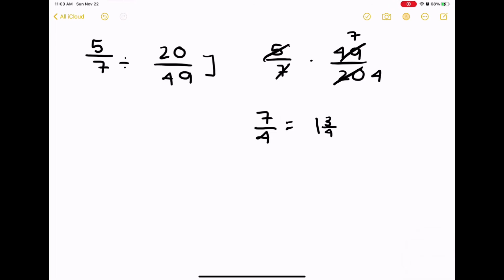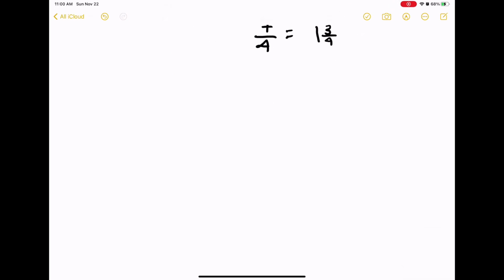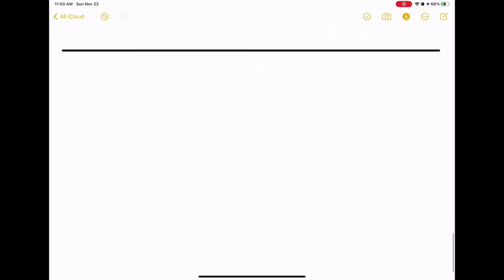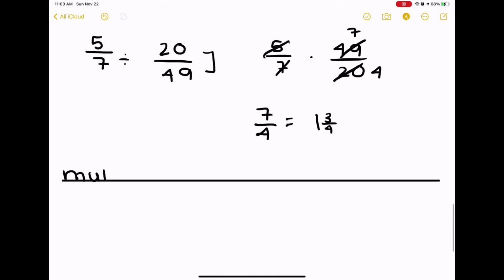Now, some of your teachers may mind if you don't write it as a mixed number, so just ask your teacher what their preference is.